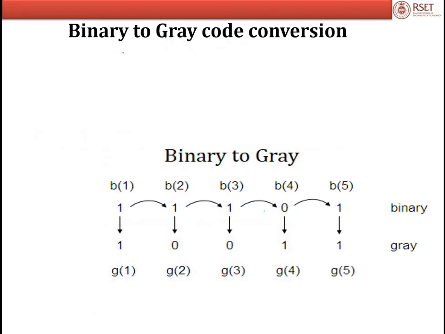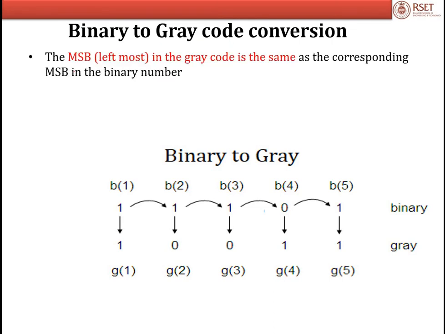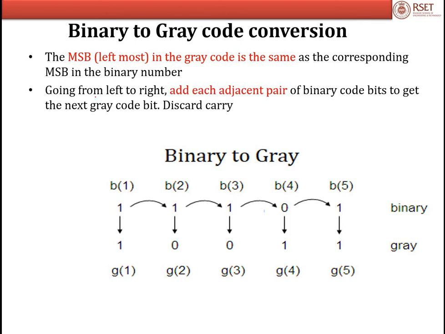Next we will see how a binary number is converted to gray code. So the steps are: the most significant bit in the gray code is the same as the corresponding most significant bit in the binary number. Going from left to right, add each adjacent pair of binary code bits to get the next gray code bit. Discard if there is any carry. So we will see an example.